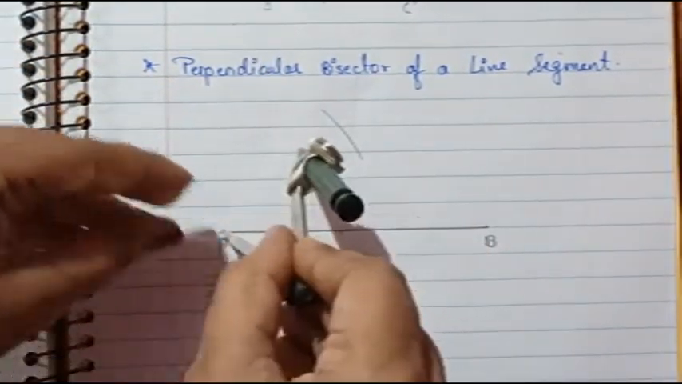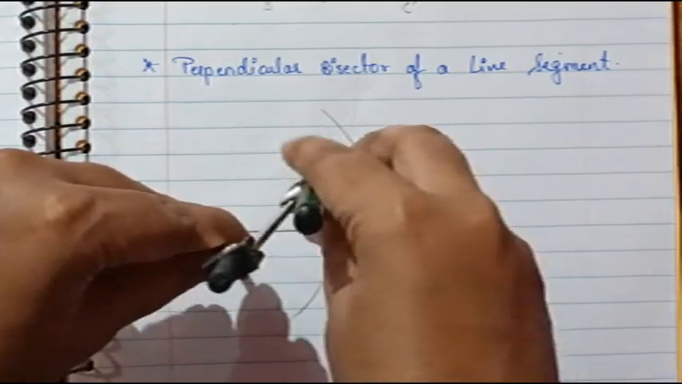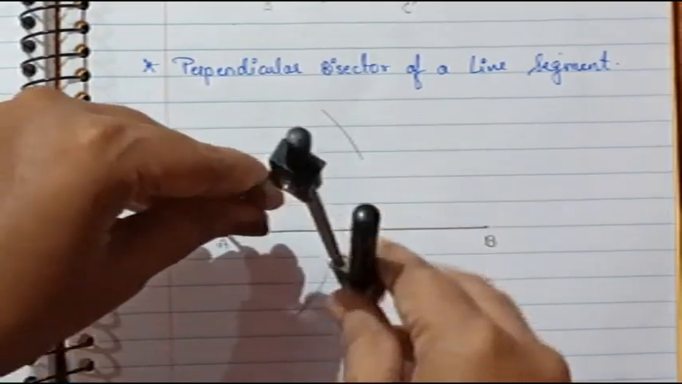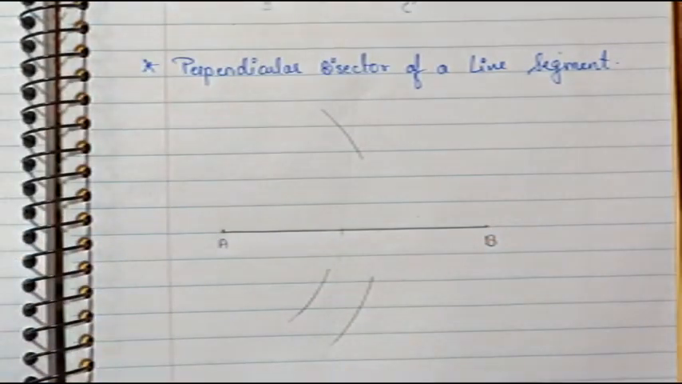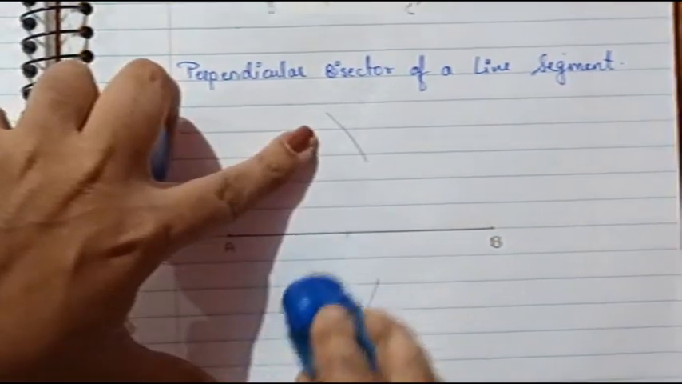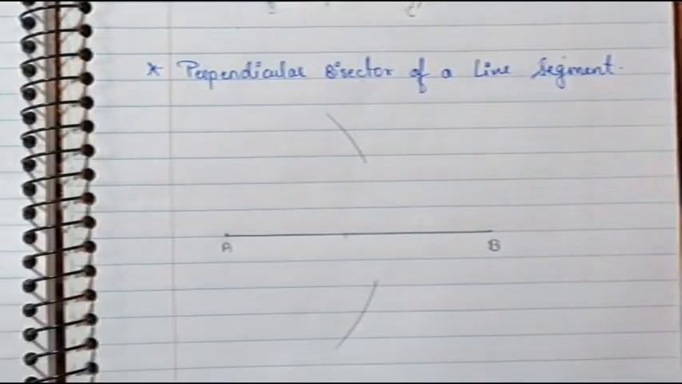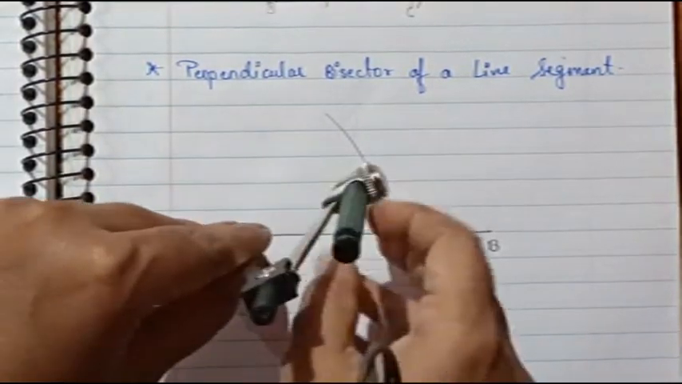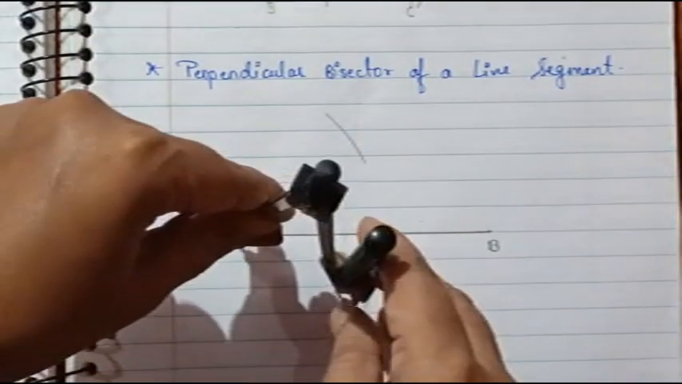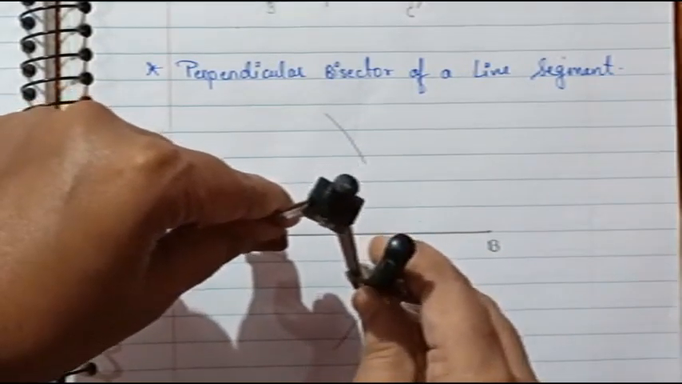Okay, this is the point. So here, I'll just erase the wrong one. So you got one arc above and one arc below. Now let us again check the distance of both the arcs. That is, one is exactly from here and the other one is exactly from here.